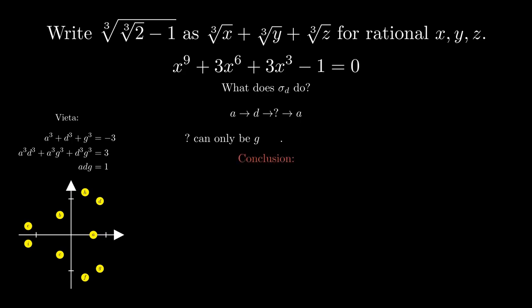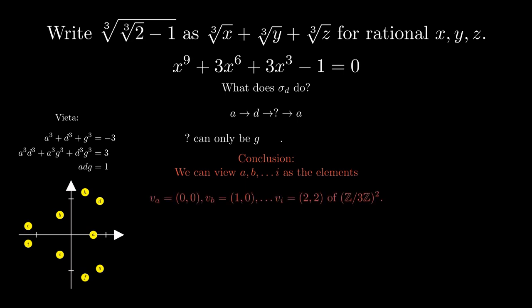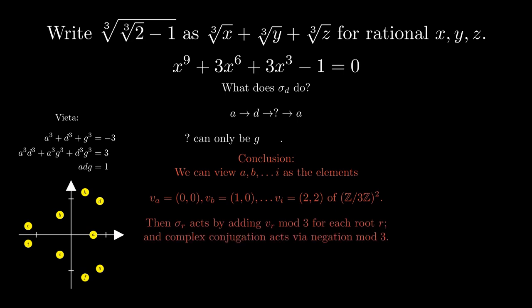And looking at the structure more broadly, if we let A through I be vectors inside Z mod 3Z squared, then any sigma root acts by adding that root's vector to everything mod 3. And complex conjugation acts by negating every vector mod 3. We can use this model to write down equalities like conjugating a sigma root by complex conjugation, multiplying by complex conjugation on both sides of a sigma root, gives sigma sub that root's complex conjugate, but we have bigger fish to fry.